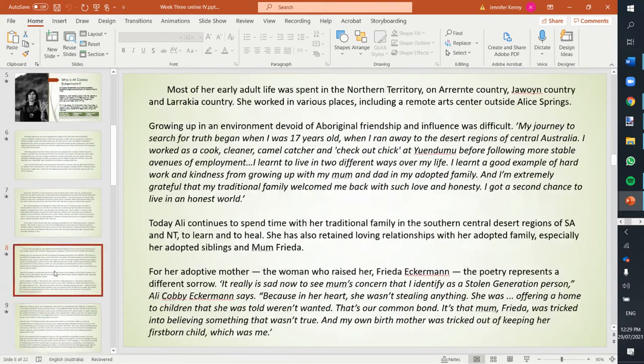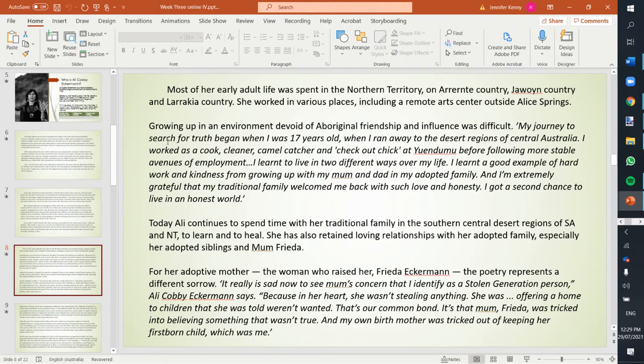Most of her early adult life was spent in the Northern Territory, in Arrernte country, Jawoyn country, and Larrakia country. She worked in various places, including a remote art centre outside Alice Springs. Growing up in an environment devoid of Aboriginal friendship and influence was difficult.